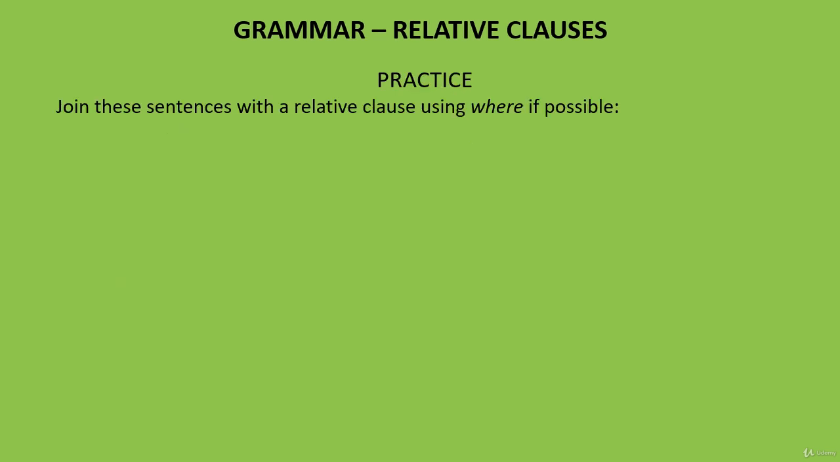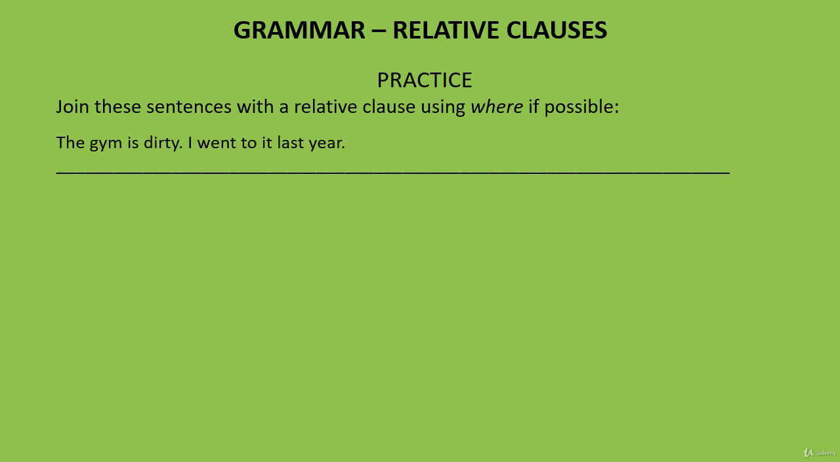Let's practice. Join these sentences with a relative clause using where if possible. The gym where I went last year is dirty. Where replaces to it, to that place.